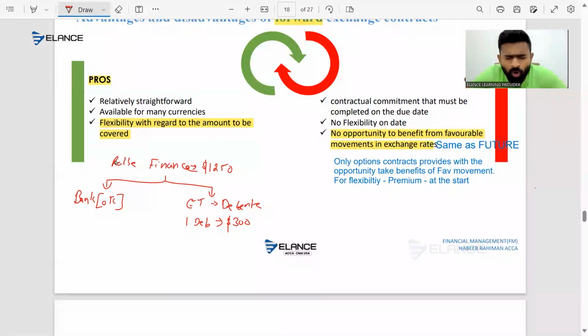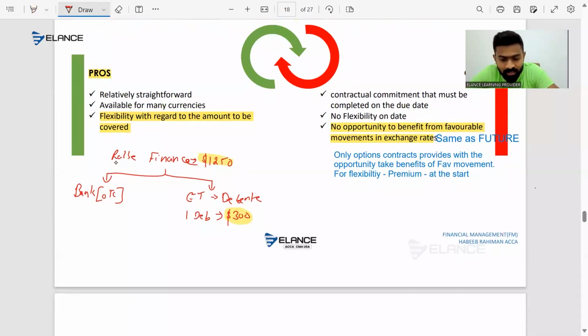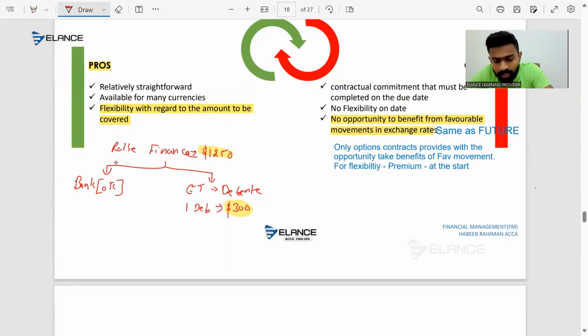So how many debentures should be issued to raise 1,250? The market price of one debenture is already fixed. It is 300. How many debentures should we issue in order to raise 1,250? It is 1,250 divided by 300, right? What is the answer? The answer will be 4.16.